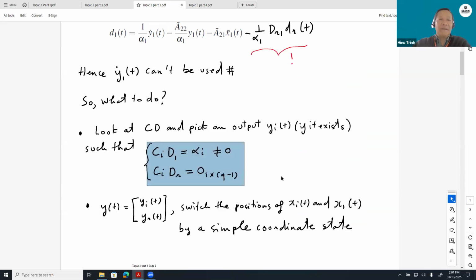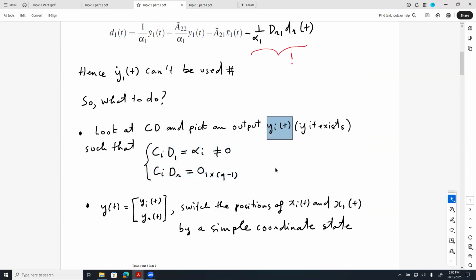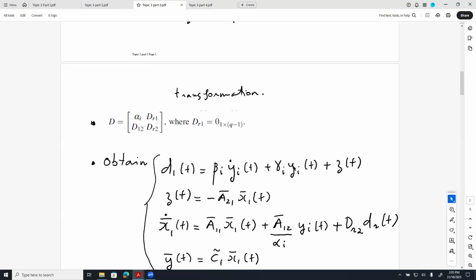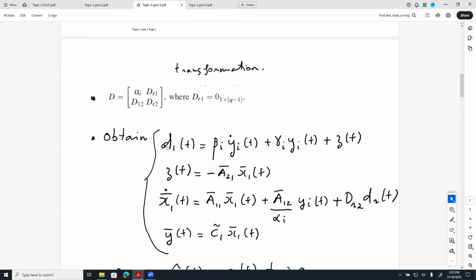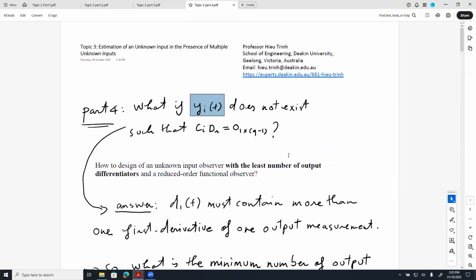Now, in our previous presentation, we were looking for an output measurement y of t such that this condition holds. And if it holds, then we can explicitly, analytically express it in this seamless form, where it contains the first derivative of measurement yi of t. In other words, we use only one output differentiator. So what happens if it's not satisfied? What are we going to do?